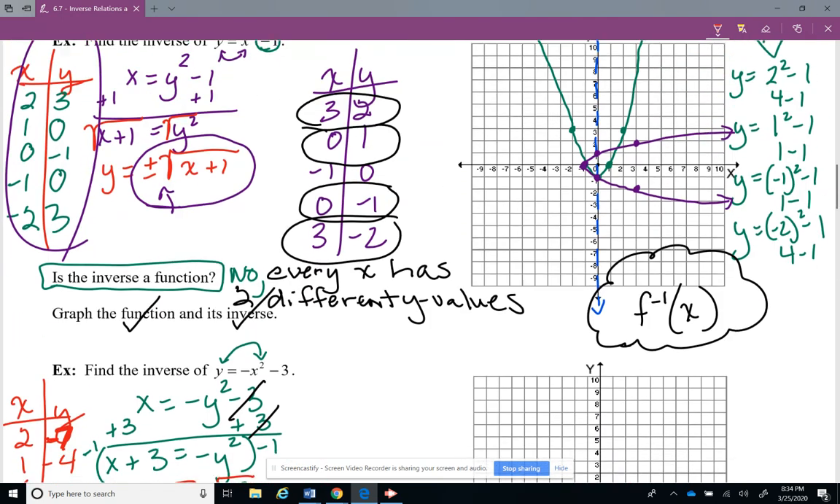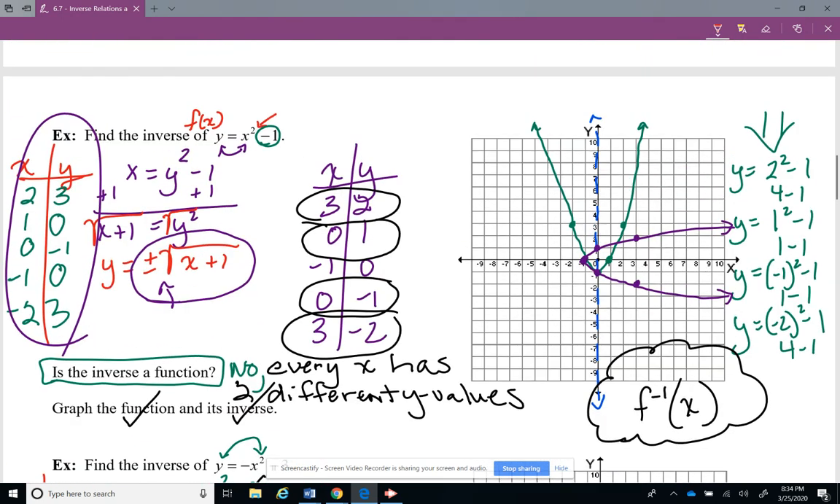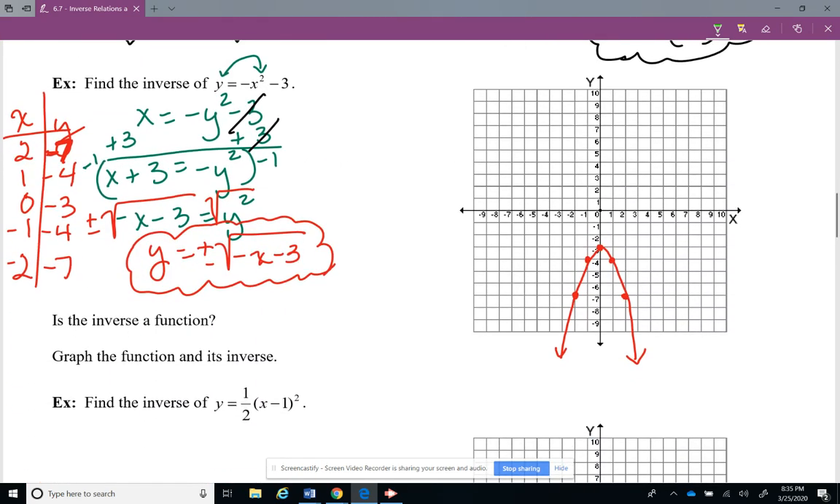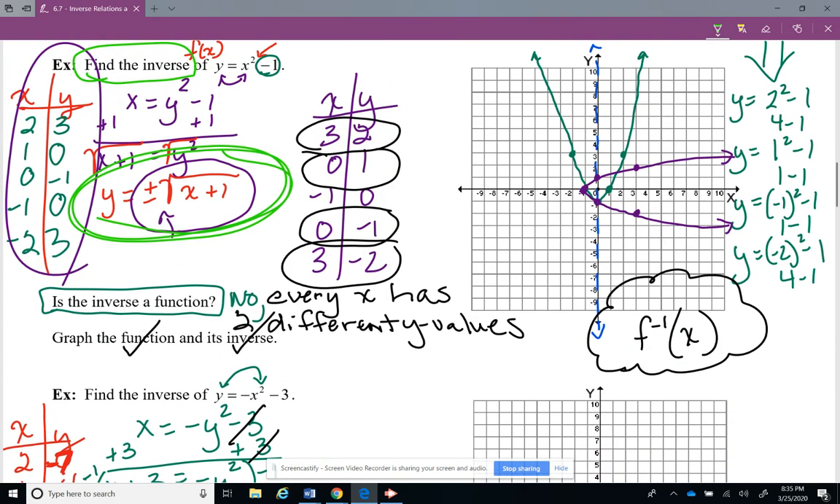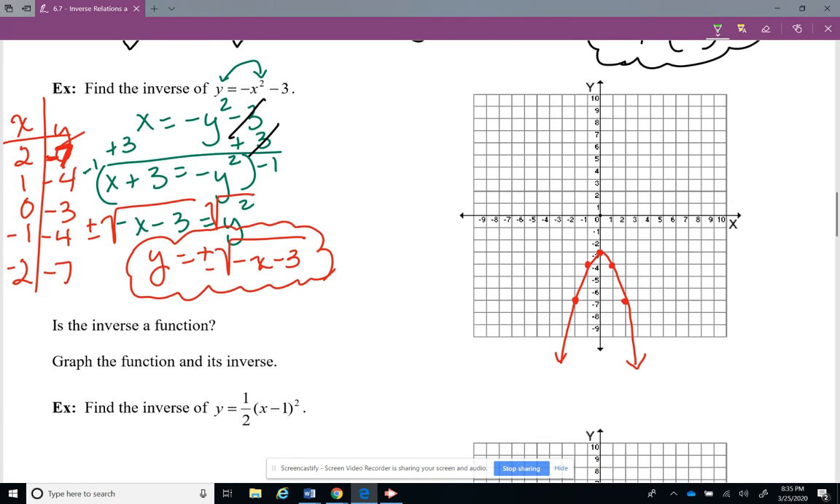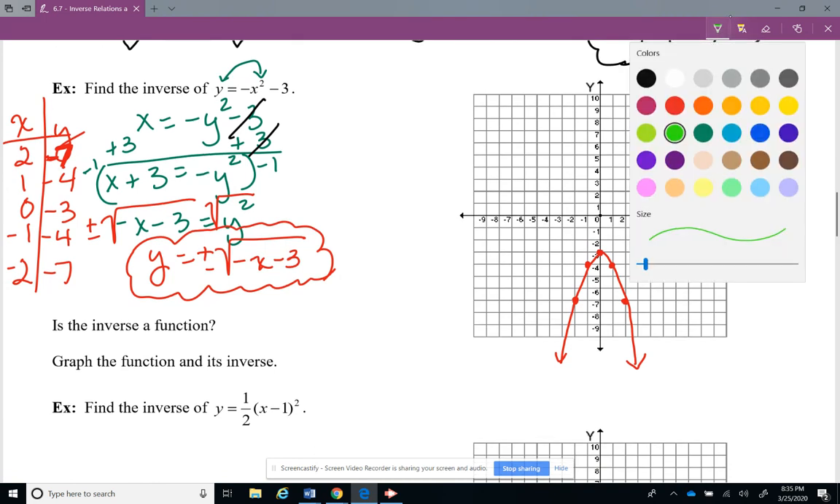Let's scroll up to the one before. I'm going to do this in neon so you know where I'm at. This problem right here was our inverse relation. When we graphed it, it was not an inverse function. So what do you think is going to happen with this one? Should be the same thing because up here we had a plus or minus in front of the radical. Down here, same thing. So we're going to graph this one.